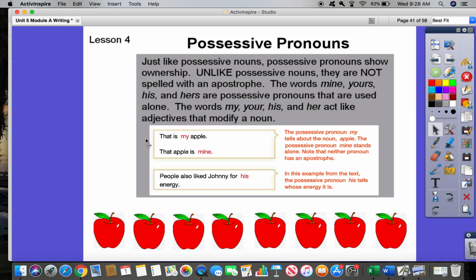Let's look at our first example. That is my apple. That apple is mine. The possessive pronoun my tells about the noun apple. The possessive pronoun mine stands alone. Note that neither pronoun has an apostrophe. The second box: People also liked Johnny for his energy. In this example from the text, the possessive pronoun his tells whose energy it is.